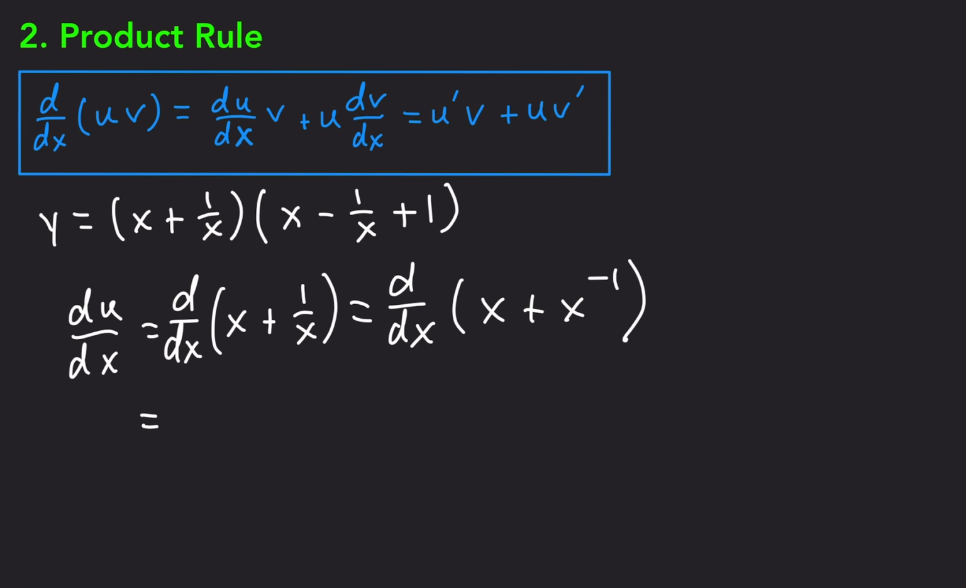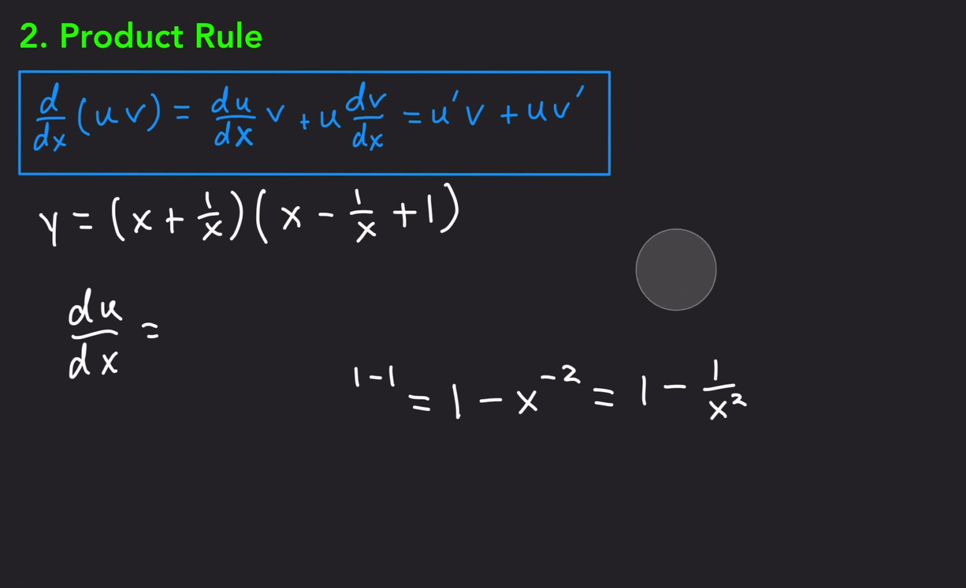So this is going to be equal to 1 times x to the 0, or 1, plus negative 1 times x to the negative 1 minus 1, equals 1 minus x to the minus 2, or 1 minus 1 on x squared. All right, so I'm going to make some room here. Move this over.